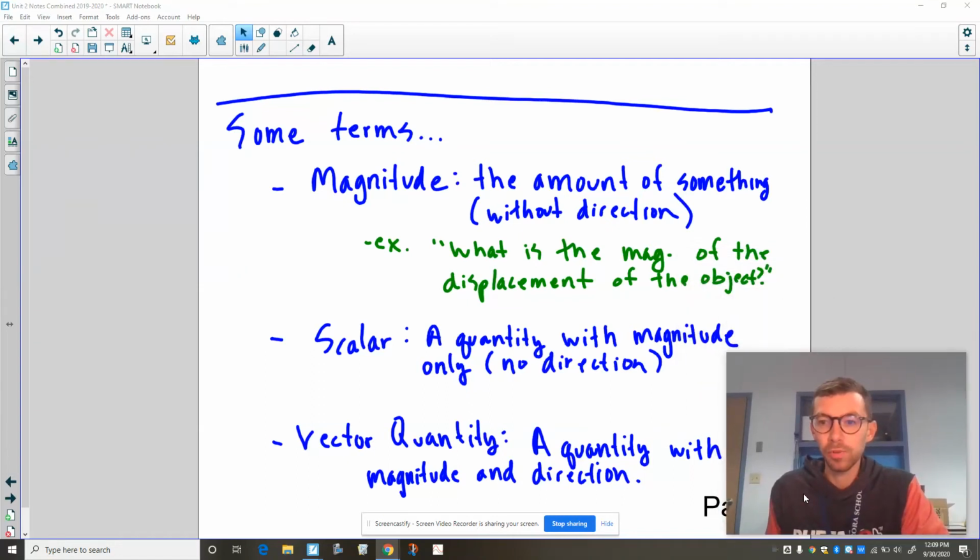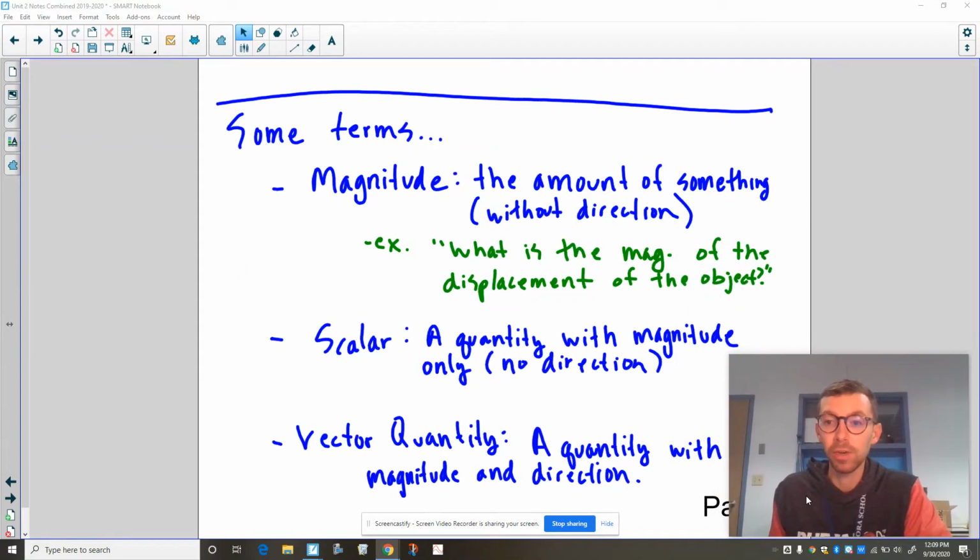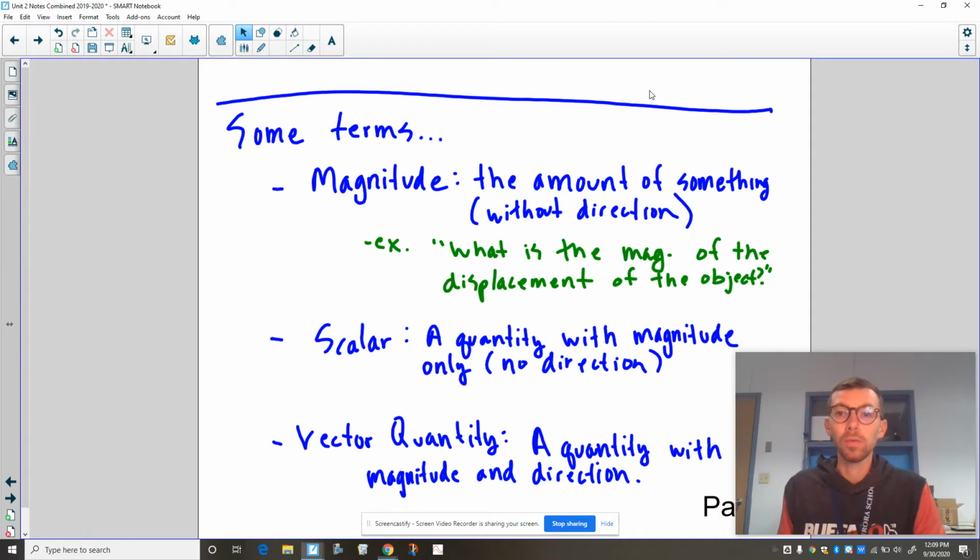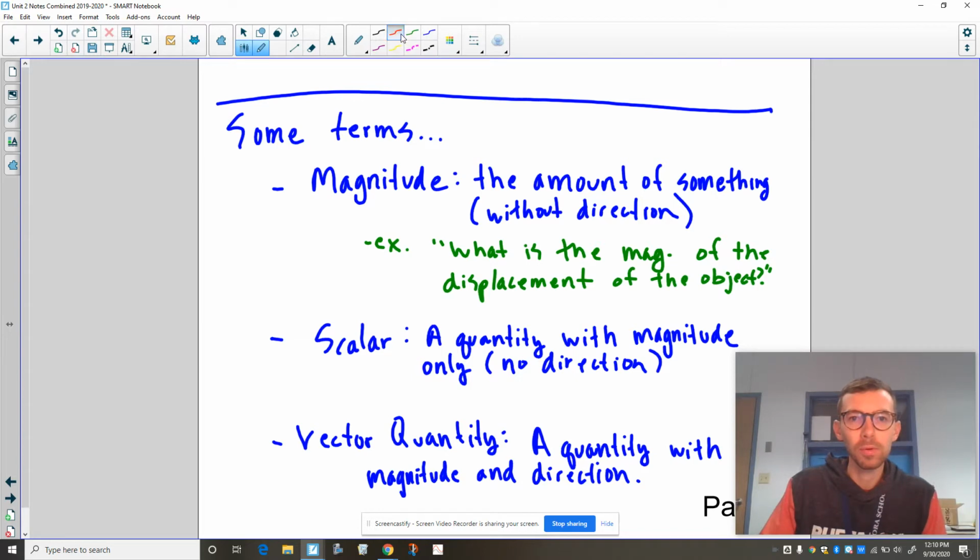All right, guys, we're going to throw some terms at you here on page 2. So when we talk about motion, there's going to be a lot of terminology that might be new. Some of it's familiar to you. But the first word, this is generally new for people. This is important, is magnitude.